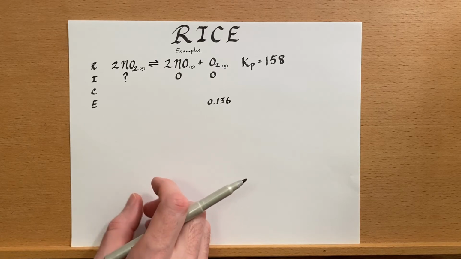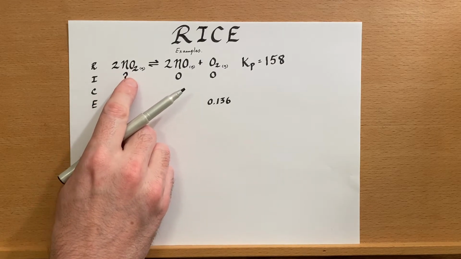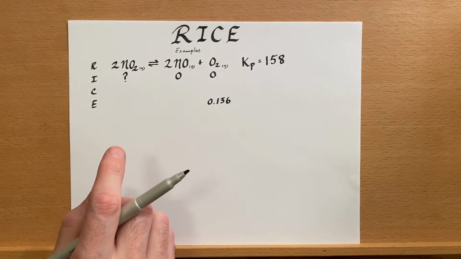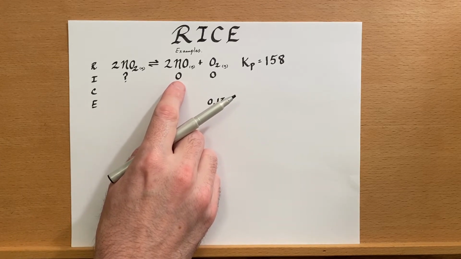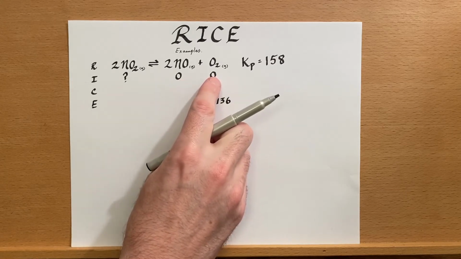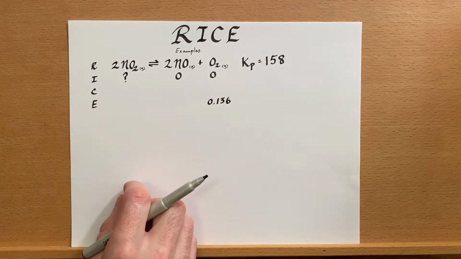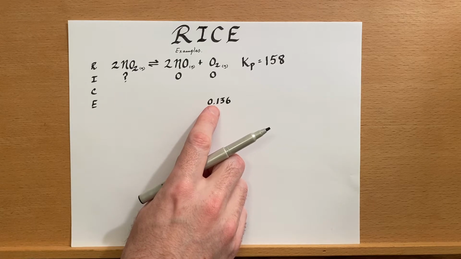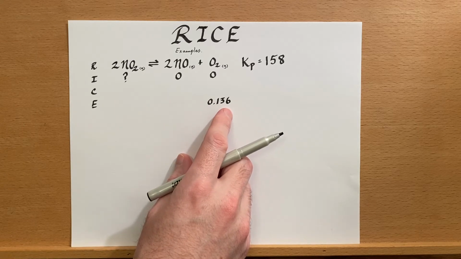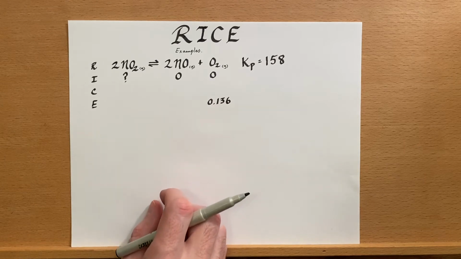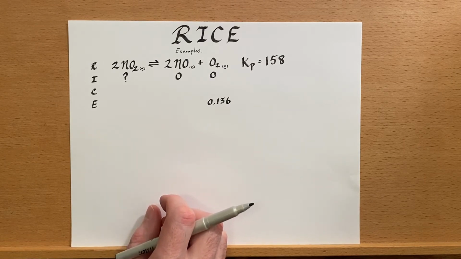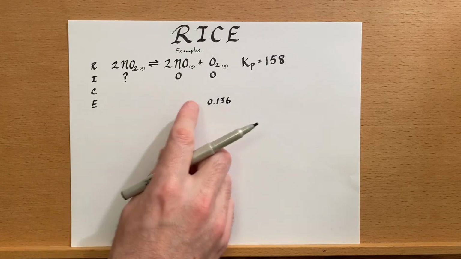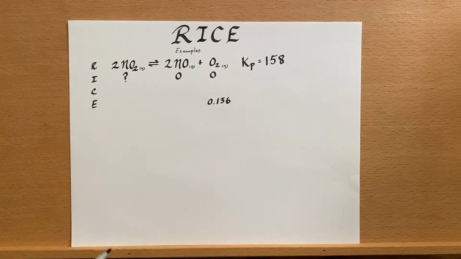And they said initially the flask only had NO2 in it, but they didn't tell us how much was inside. And so initially we do know that those would have to be 0 if there was only NO2 in the flask. And they did tell us that at equilibrium there was 0.136 atmospheres of pressure for the oxygen in the flask. And then we are supposed to determine the equilibrium amounts for the NO2, the NO, and then the total pressure for the flask. So, let's fill out the rest of this RICE table to see what we can find.